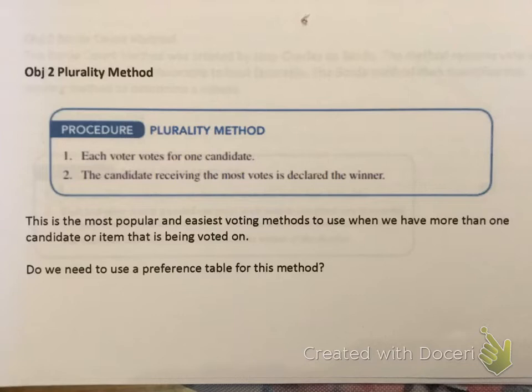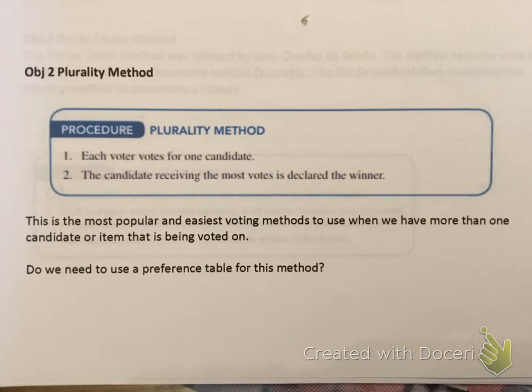All right, so the next objective we're going to look at is the plurality method. This is the first voting method that we're going to look at. The procedure for it is each voter votes for one candidate. The candidate receiving the most votes is declared the winner. This is the most popular and easiest voting method to use when we have more than one candidate or item that is being voted on. So most of the time, if you're in a club or an organization and you're running elections, you're just going to say whoever gets the most votes wins.